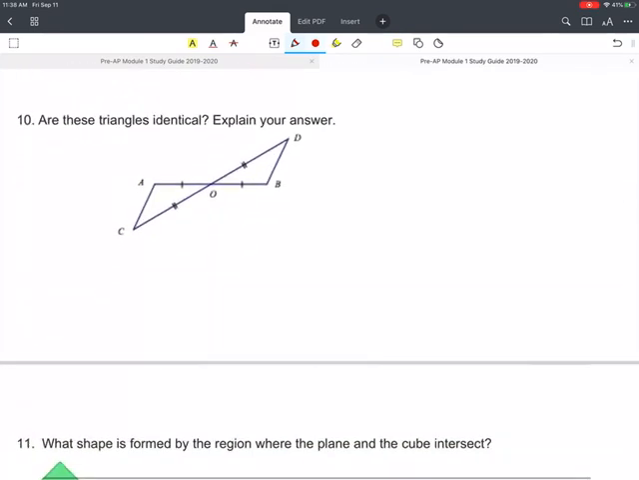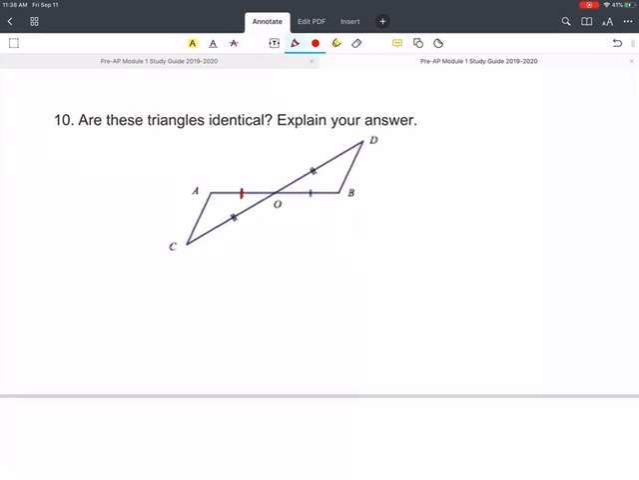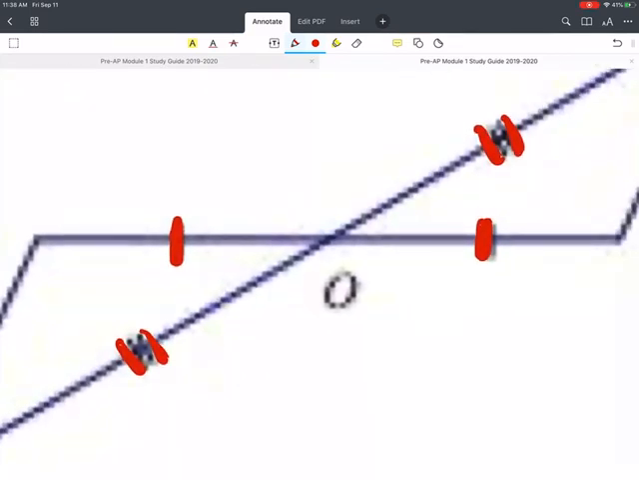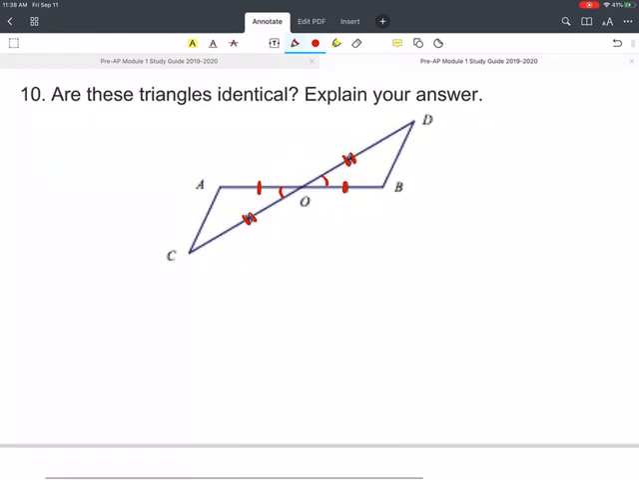10, are these triangles identical? Explain your answer. So I can see my side lengths. I have 2 of the same side lengths, but I need at least 3 things to help this. So this is where we've looked at our intersecting lines, which create vertical angles, so I could add angles in. So knowing this, I now have side, angle, side, which your answer would be yes. These are the same. So they are identical.